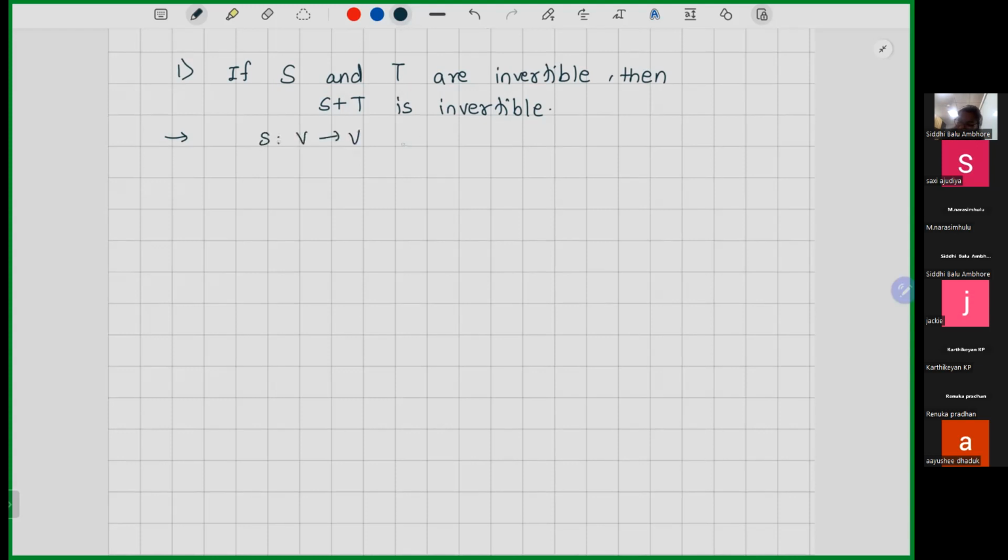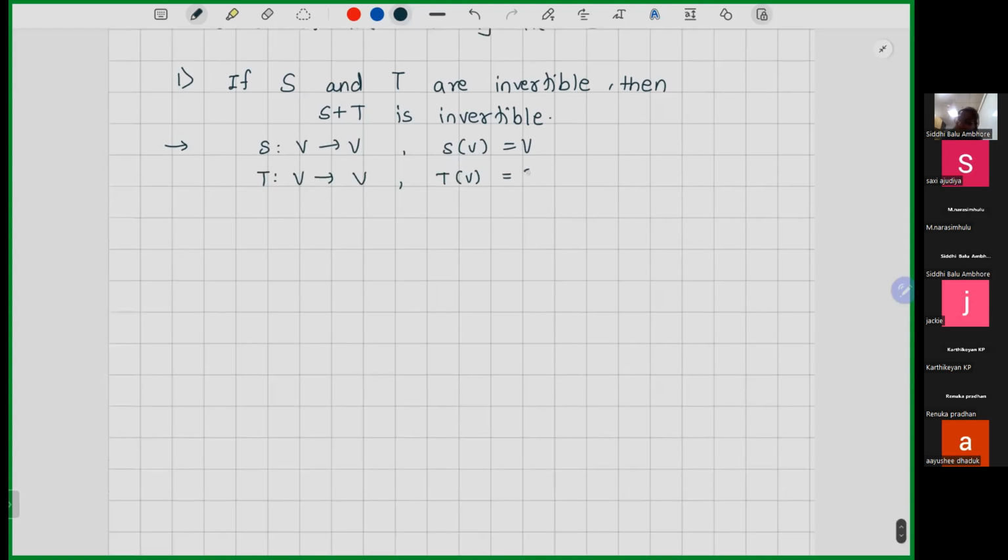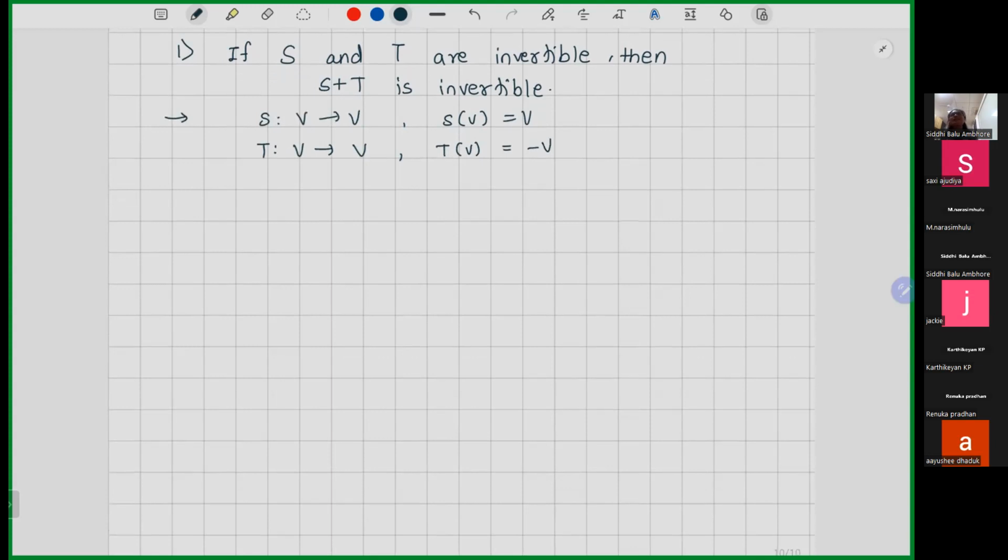So S from V to V such that S of v is v. This is the identity linear transformation. And now T from V to V such that T of v is what? Any guesses what I would like to take T of v to be? Let us take this to be minus v. This is for any given invertible linear transformations. Yeah, Karthikeyan guessed it, let us take this to be minus v. Then what will S plus T of v be? S plus T of v by definition is S of v plus T of v. And what is this? v minus v, and it is 0.